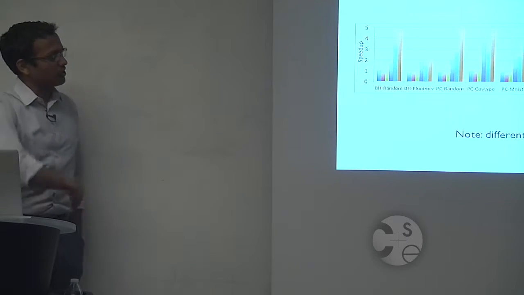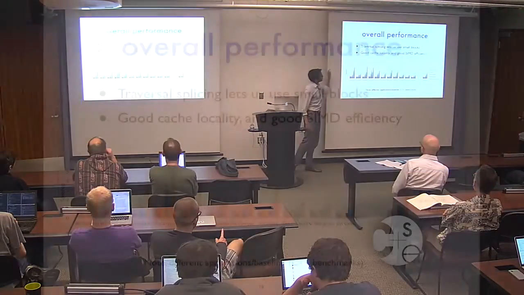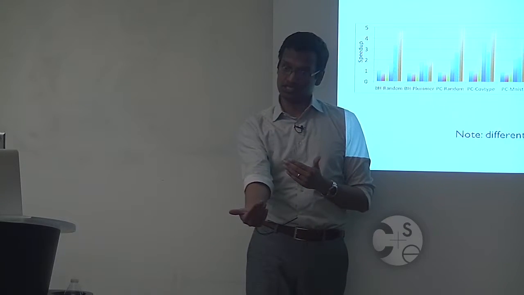Okay. So when we put it all together, this is now in C++ instead of Java. Traversal splicing lets us use small blocks. We can use these smaller blocks and use traversal splicing to keep the blocks dense. And when we put it all together, on average, we get about a 3x speedup. This is on 4 wide SIMD. And this is from a combination of better caching, because we're able to do point blocking and stuff, and better SIMD utilization.